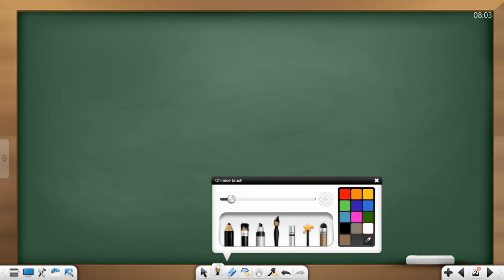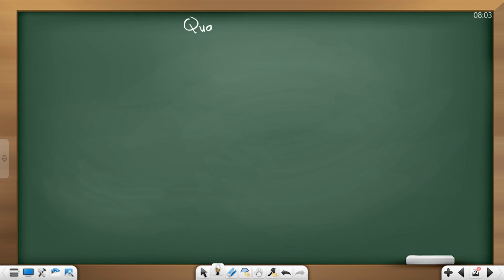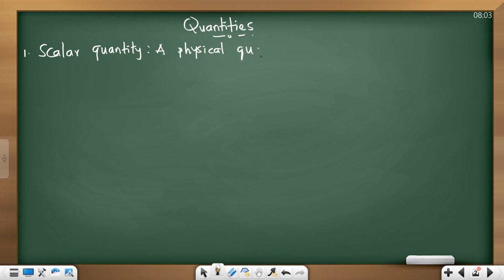So we need to first understand quantities. So let's quickly revise. There are two types of quantities in physics. There is what you have as a scalar quantity. I'm sure you remember this, guys. A physical quantity that has magnitude only. Can anybody give me examples?